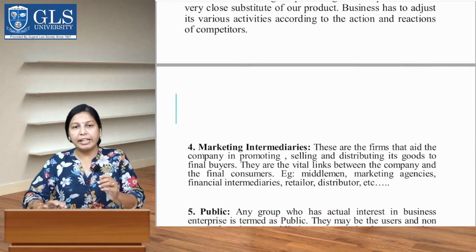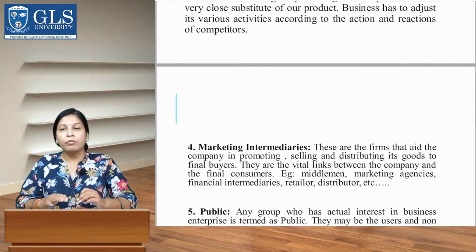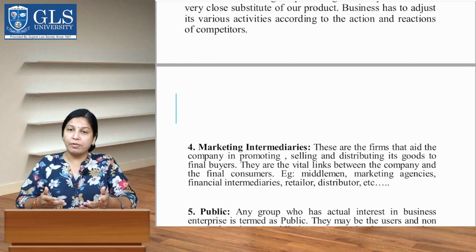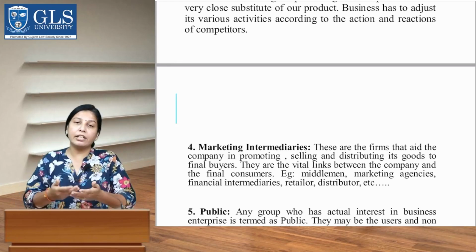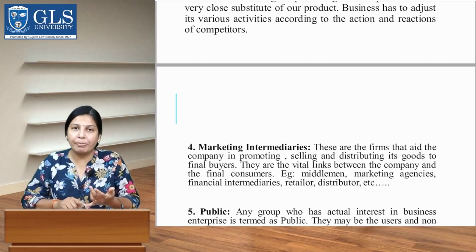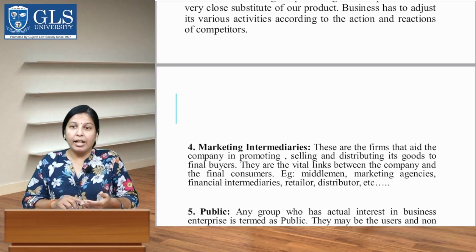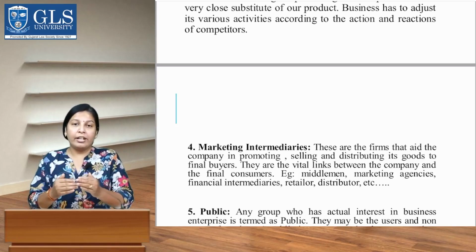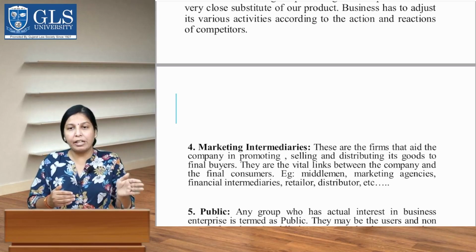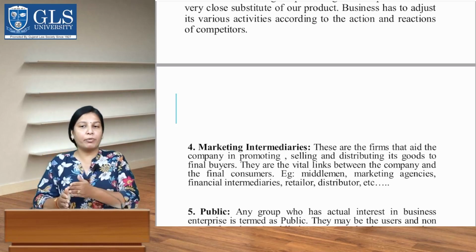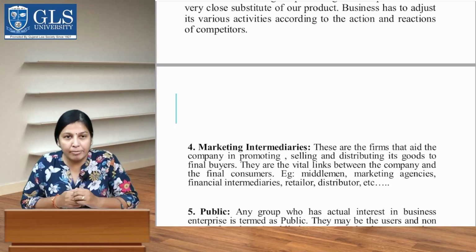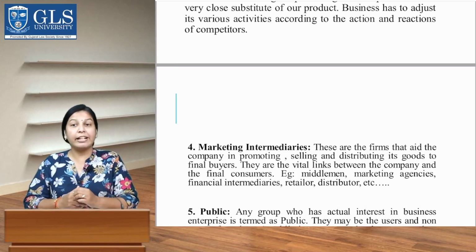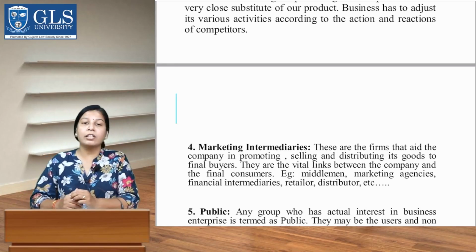Then the marketing intermediaries. Which things do you have to include in marketing intermediaries? These intermediaries are the firms that aid the company in promoting. They help the company to promote the product, to sell the product, and to distribute the product and its goods to final buyers. They are the chain or the link between the main company and the customers, right? They are the vital links between the company and the final consumers. Like middlemen, marketing agencies, financial intermediaries, retailers, distributors, dealers, and wholesalers. So these are the marketing intermediaries.